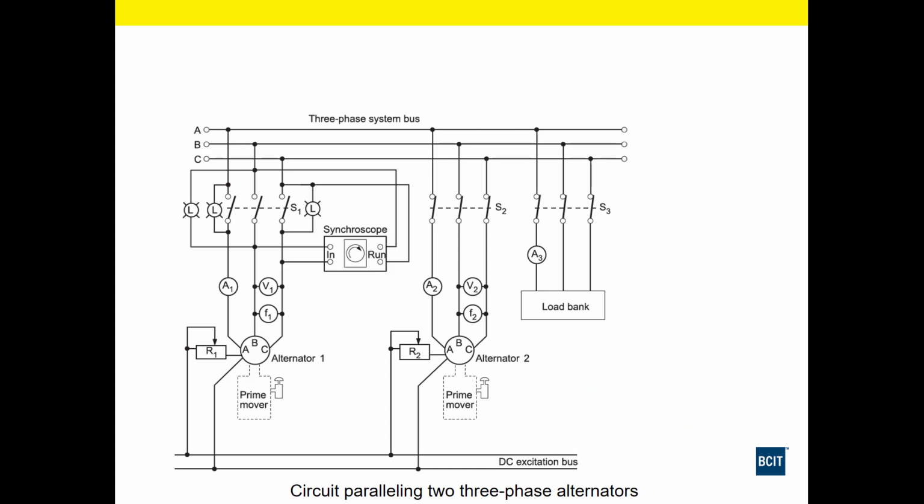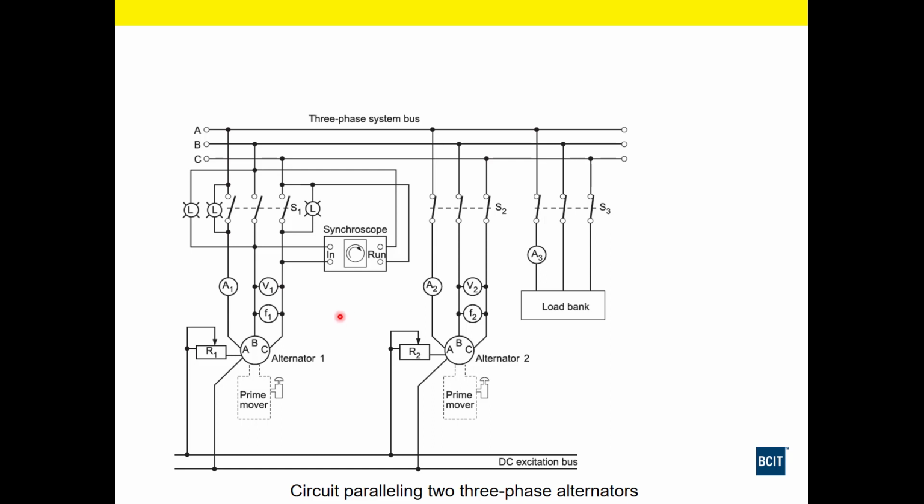Okay, and then here's a great diagram of a whole system all connected up, where we have our alternator 1 and our alternator 2. We have our synchronizing lamps here. We have our synchroscope connected up to measure across. We have our rheostats to control the excitation field inside our alternators for both of them. We have an ammeter, voltmeter and frequency meter, right? So we need all these instruments working so we can figure out if we can parallel them or not.